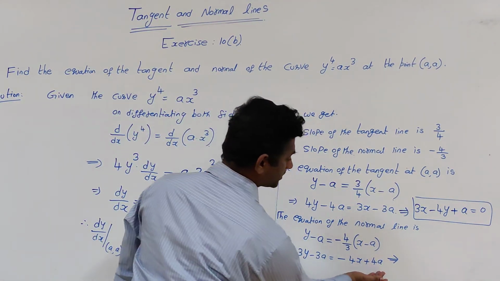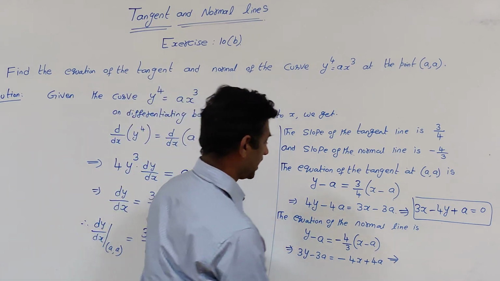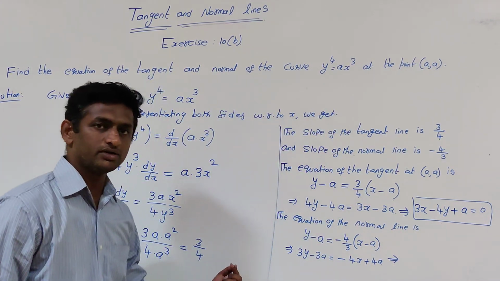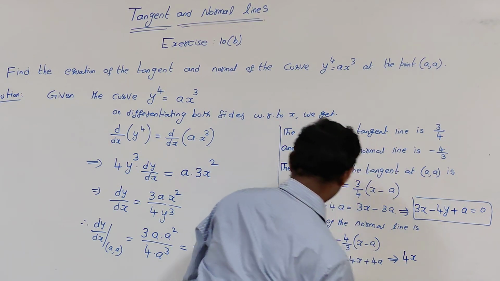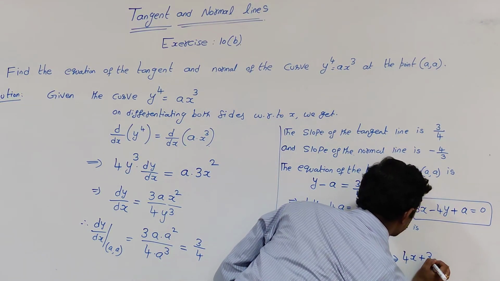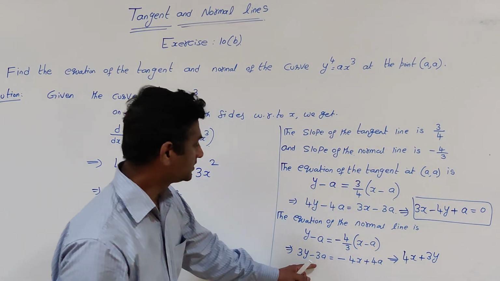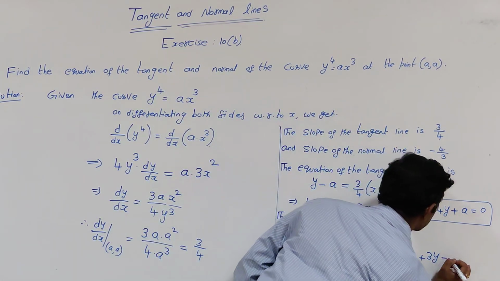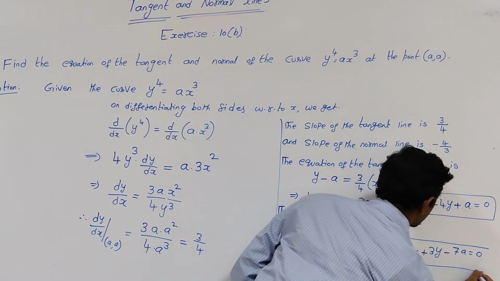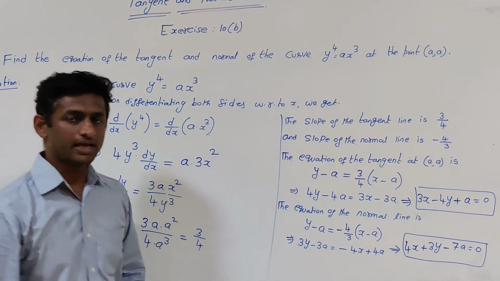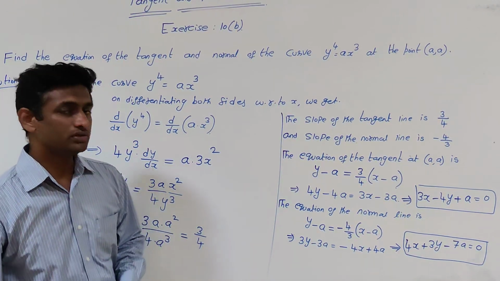4x, bring all the terms to the left hand side. As it is minus 4x, if we bring it to the left hand side, it will be plus 4x. 4x plus 3y minus 3a minus 4a, so minus 7a is equal to 0. So this is the equation of the normal line. So this is the solution.